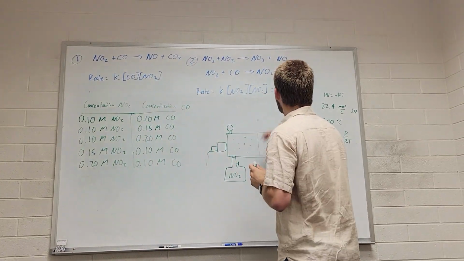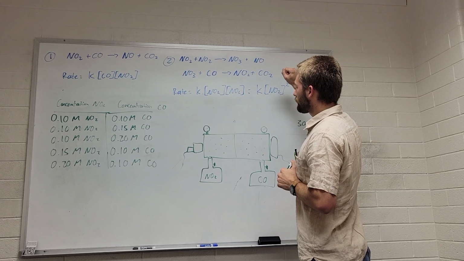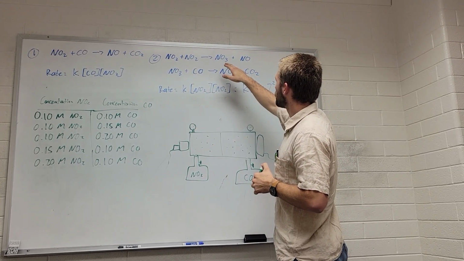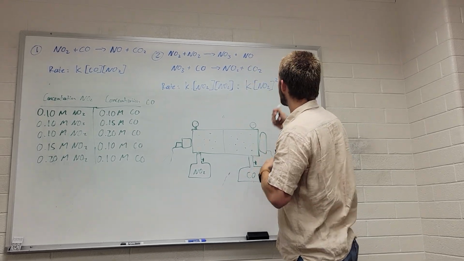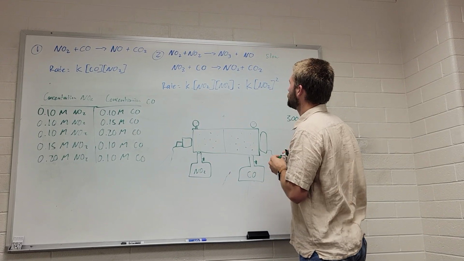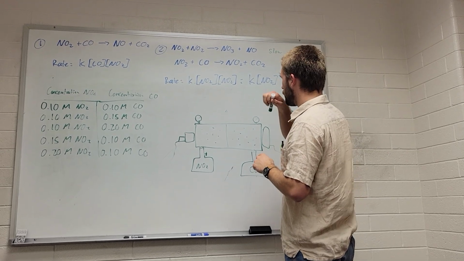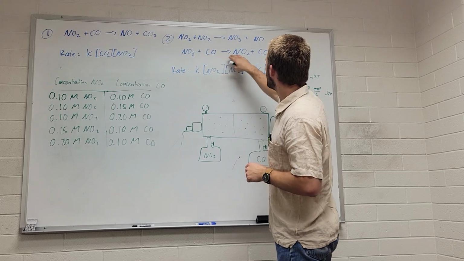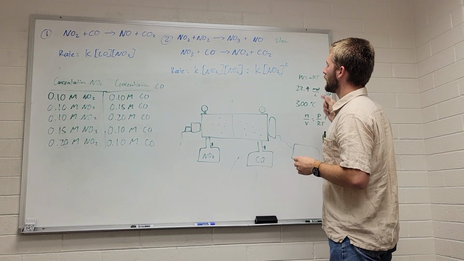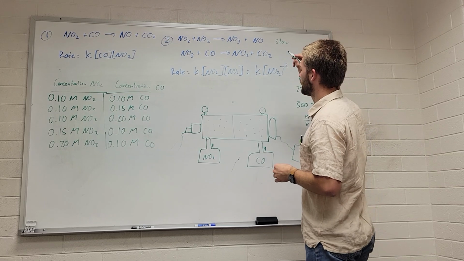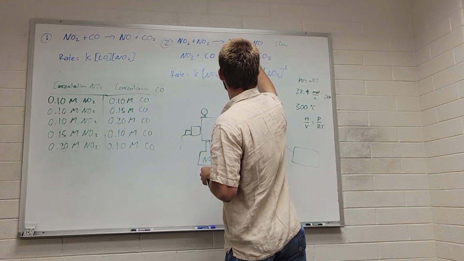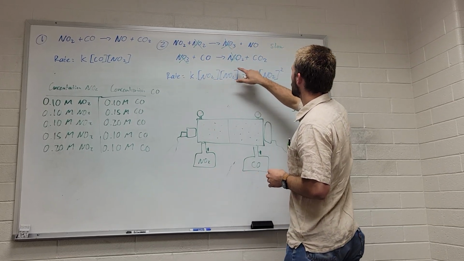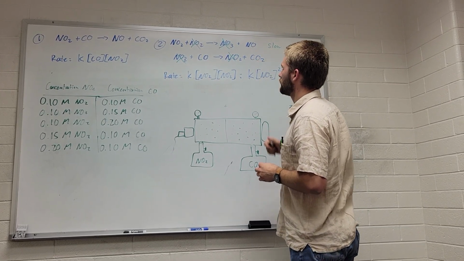Similarly over here, we've got the mechanism written out. Two NO2s collide, and an oxygen pops off to form an NO3 and an NO. This is the rate-determining step, so this is slow. And then in a much faster step, this NO3 hits a CO to form NO2 and CO2. Now to verify that this mechanism works, we can cross off species, leaving us with NO2 plus CO reacting to form NO and CO2, which is what we're looking for.